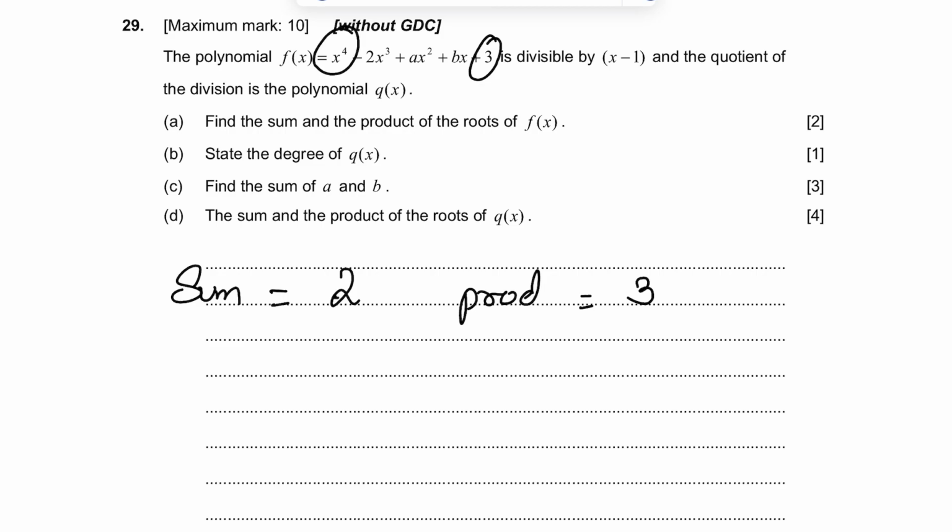State the degree of q of x. Because it is degree 4, and I am dividing by a degree 1 polynomial, the degree will decrease by 1, so the degree will become 3. Find the sum of a and b.